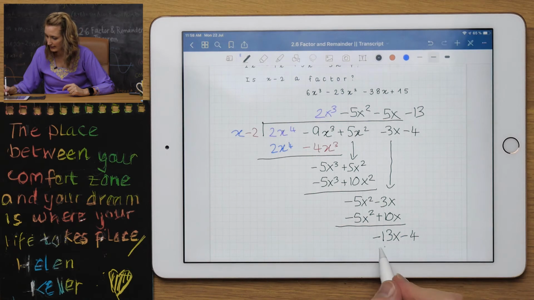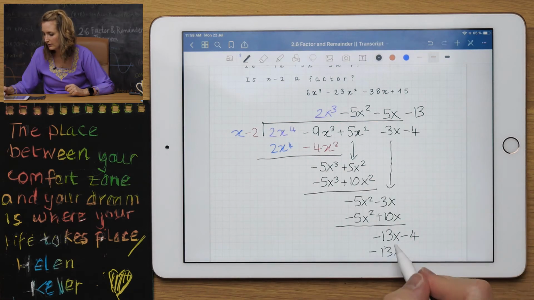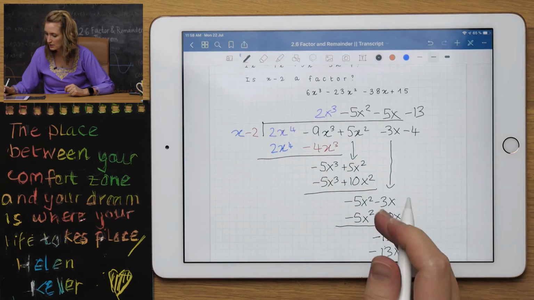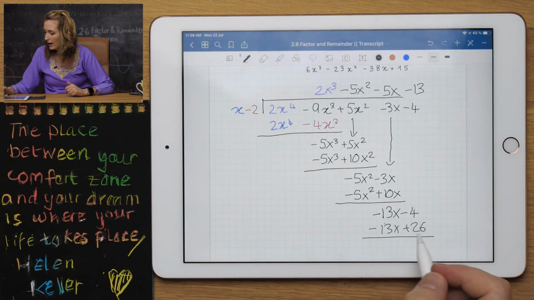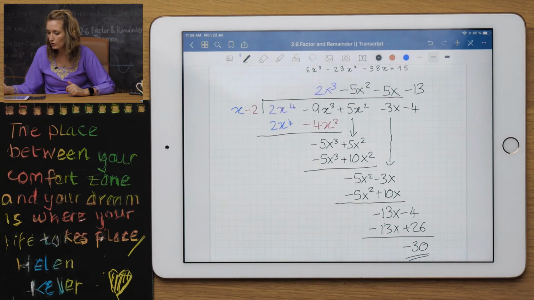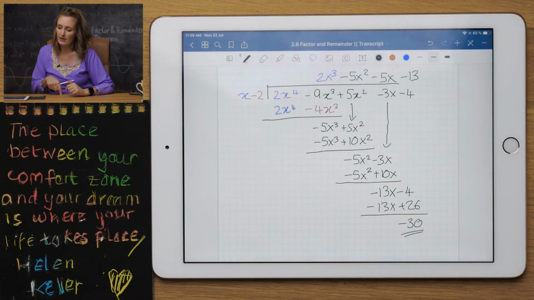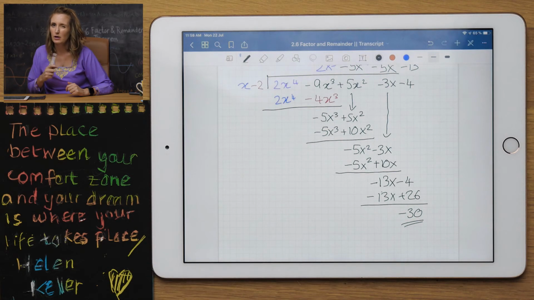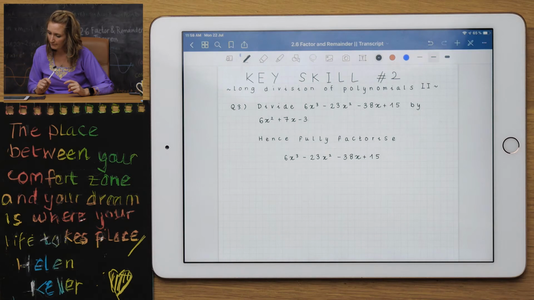And then last line here, multiply. Minus 13x, 2 times minus 2 times minus 13 would be plus 26. And when we subtract, that would be 0 here. And we can see that the remainder would be minus 30. So this has got a non-zero remainder. So because of that, this is not a factor. There's going to be a quicker way to do this later on, but it's good to know from the beginning.